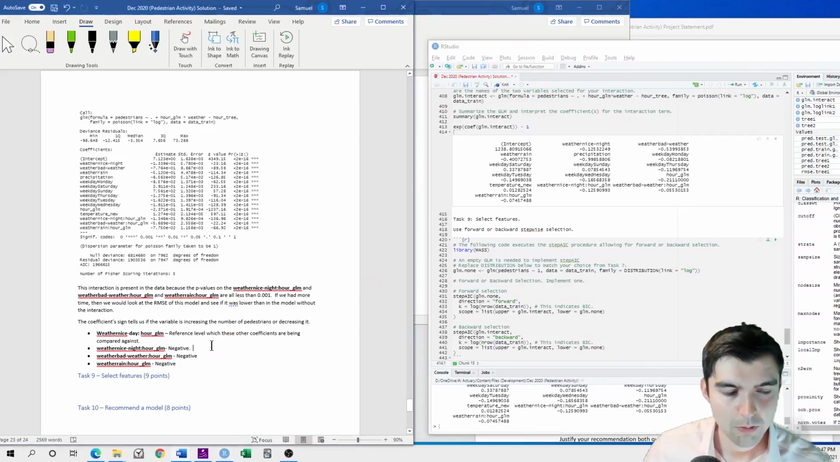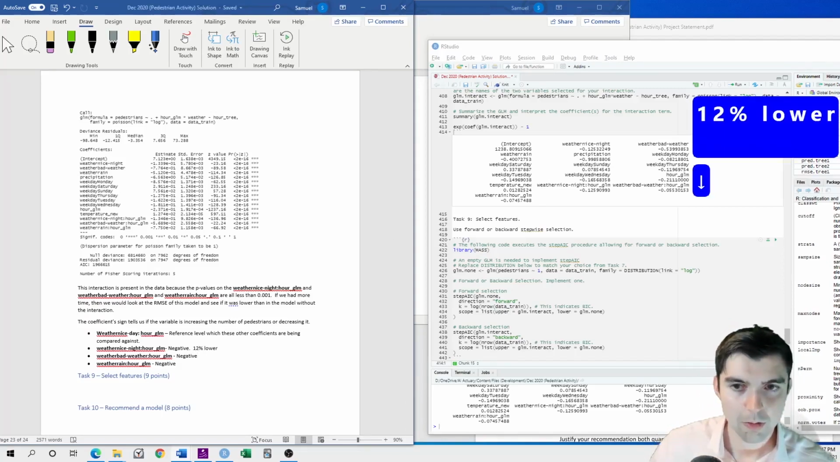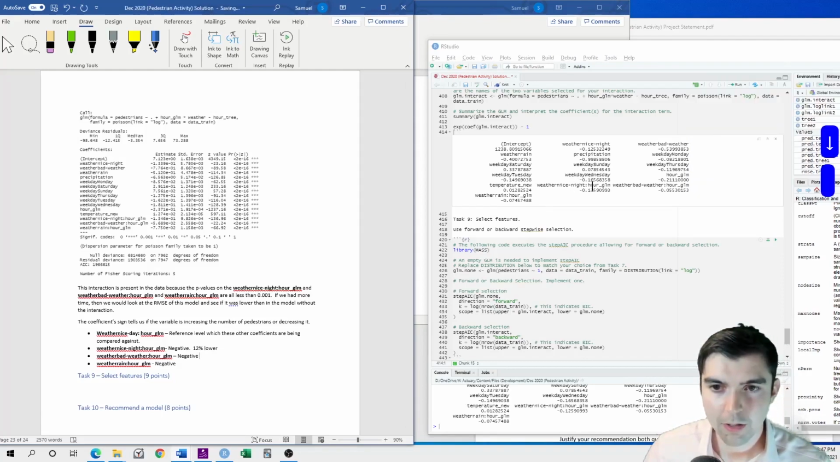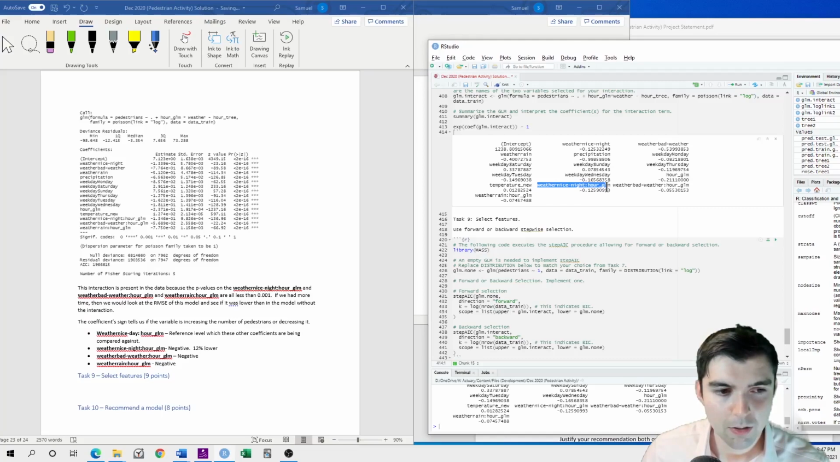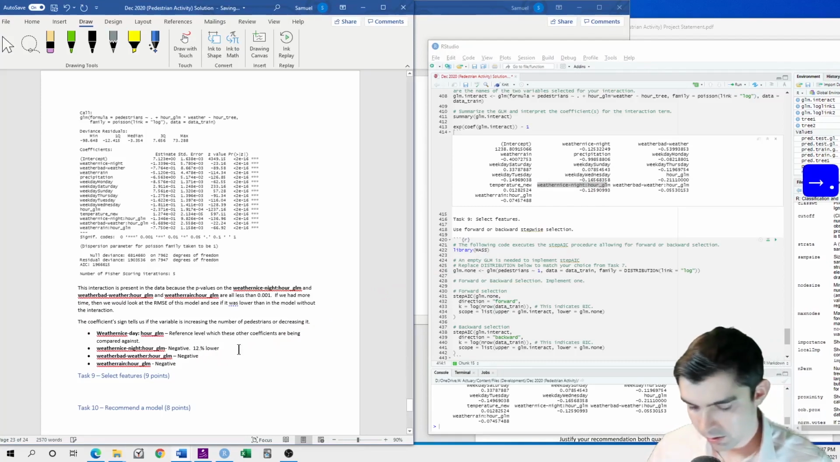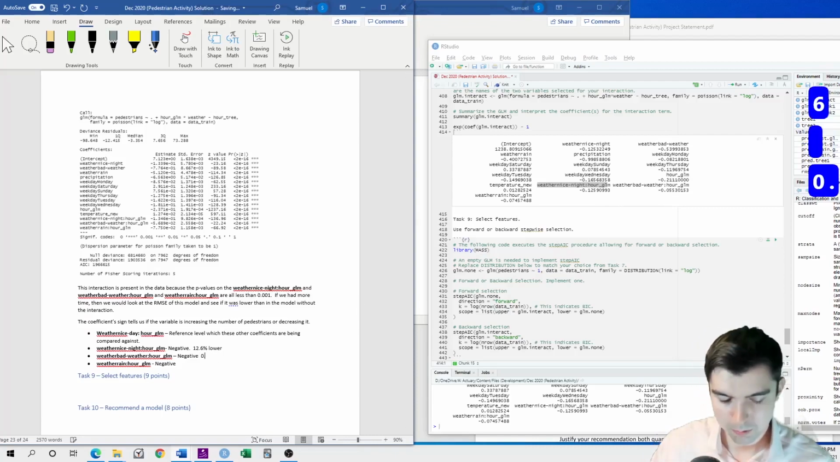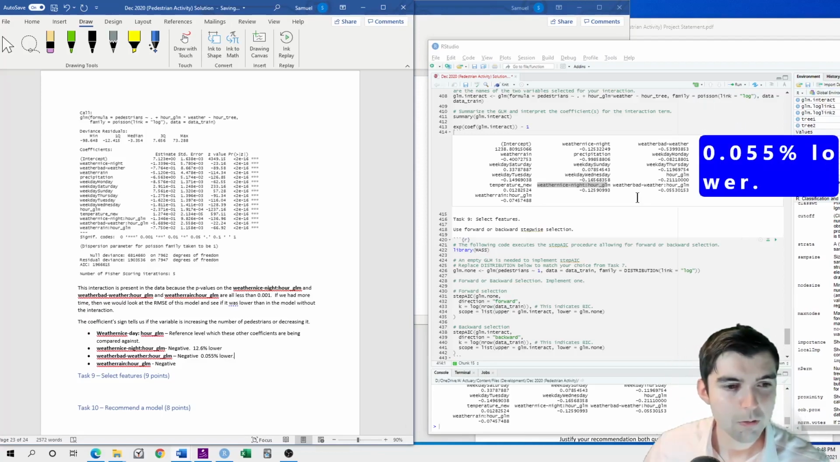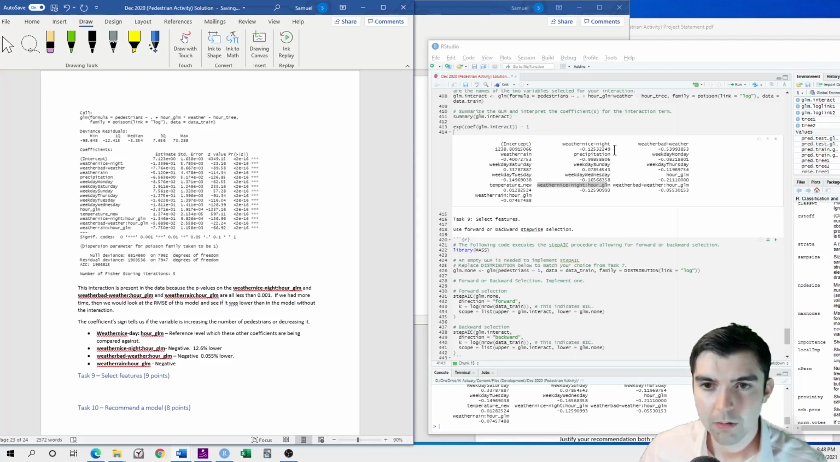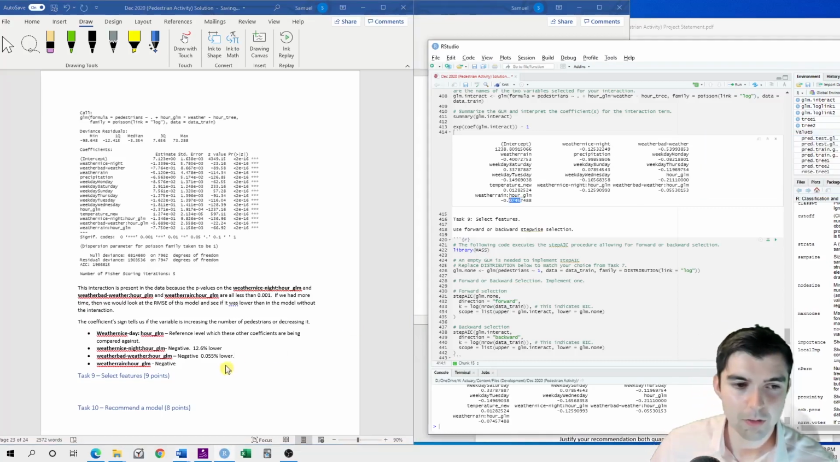So we look at weather nice night hour. 12% lower. This one is weather nice night, weather bad, weather nice night hour. Yeah, that's 12.6%. Weather bad hour is about negative 0.055% lower. Rain is at 7.5% lower.